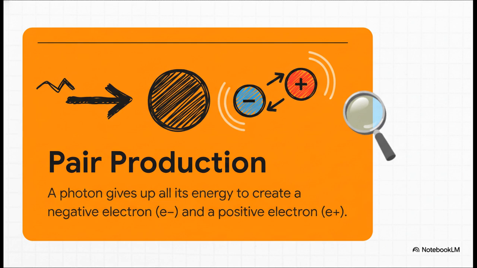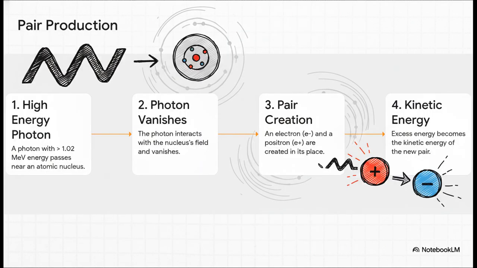This is Einstein's E equals mc squared happening right in front of you in the most direct, stunning way possible. Energy is literally being converted directly into mass. Let's break down this absolutely incredible event. So, the high-energy photon gets close to a nucleus, it interacts with that powerful field, and poof, it's gone.